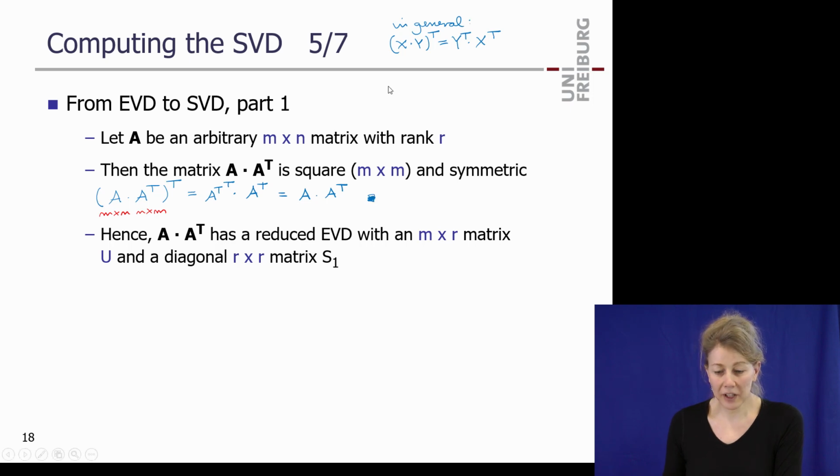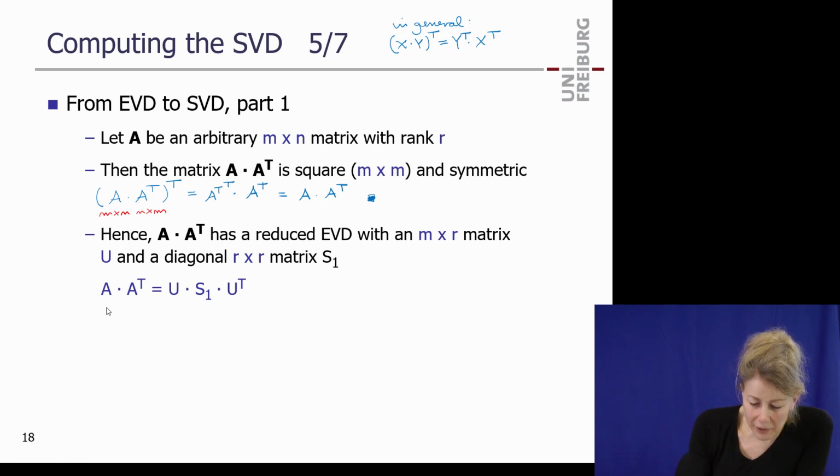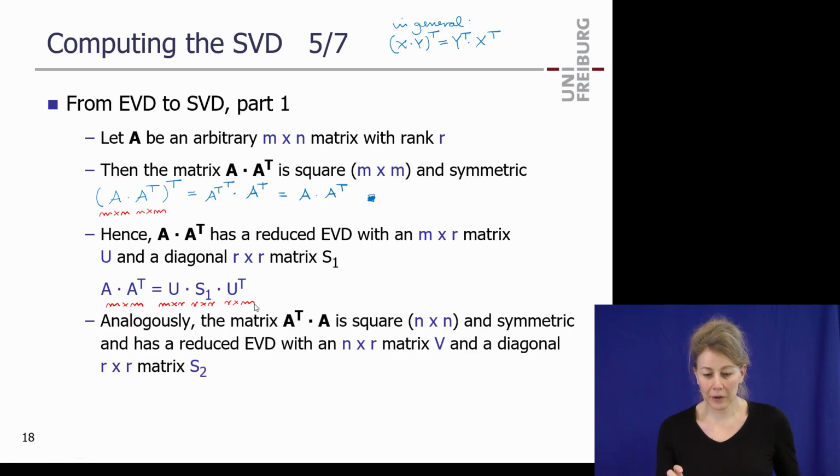Which means it's a symmetric matrix, which means this has a reduced eigenvalue decomposition. This is now an m times m matrix, and it's symmetric. We have just proved this, which means we can find the non-zero eigenvalues. So if this has rank R, it has R non-zero eigenvalues. We take the R eigenvectors, write them as columns here, write them as rows here, and this is what we get. We get this decomposition. I can do the exact same thing.